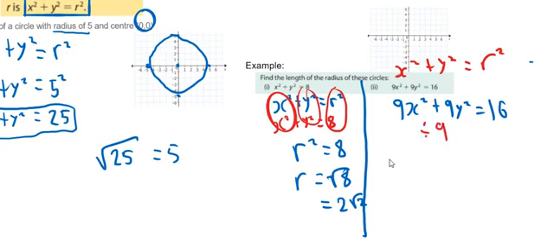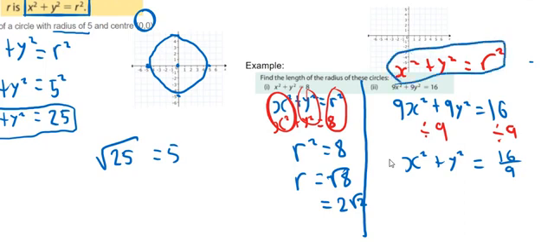So if I divide by 9, I must do the same to the other side. If I divide the 9x squared by 9, I just get x squared. If I divide the 9y squared by 9, I just get y squared. And on this side, I have 16 divided by 9, so I'll just leave it as 16 over 9. All I've done is divide both sides by 9. Now I have the general equation, so I can read off that r squared has to equal 16 over 9.